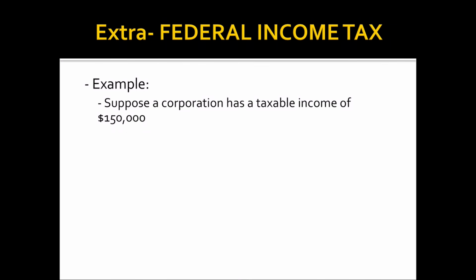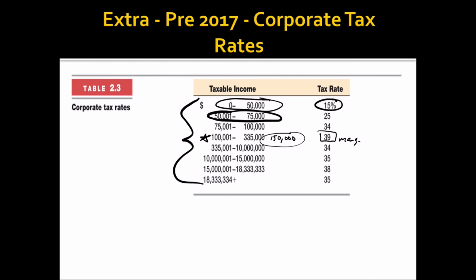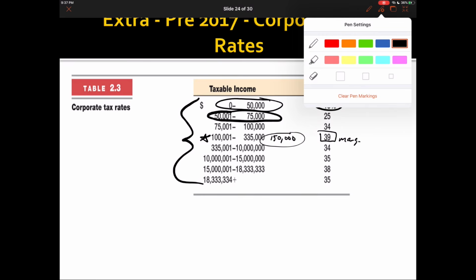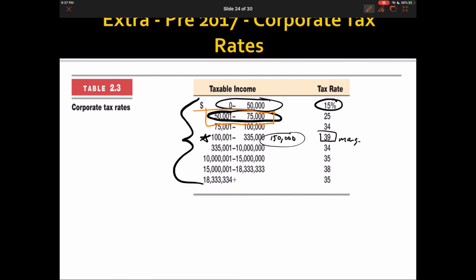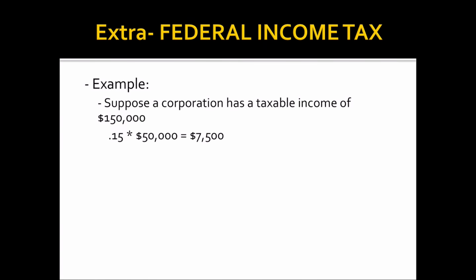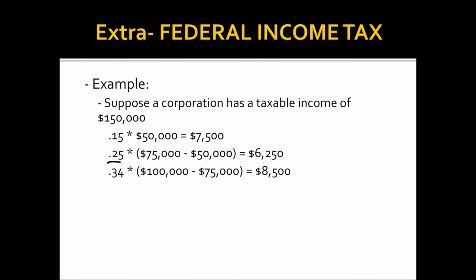I know I'm going back and forth between slides, but if you see this second part of the bracket, which I've already circled here, for the portion between 50,000 and 75,000, you're going to be taxed at a 25% tax rate. You figure out the width of that bracket and multiply it by the tax rate for that particular level of your taxable income. So 25% times the width of this bracket, which is 25,000. Their tax liability for that second portion is 6,250. If you continue on, you will be taxed at 34% for the next 25,000, which gives you a tax liability of 8,500.